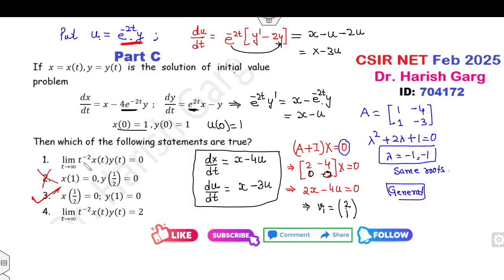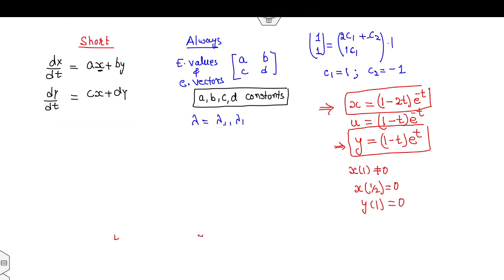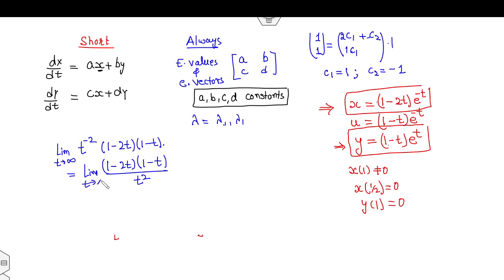Now your target is to find that t raised to power minus 2 x into y. So I can find the solutions. That will be 1 minus 2t, 1 minus t, and take limit as t tends to infinity. So it will be 1 minus 2t, 1 minus t over t square as limit t tends to infinity.